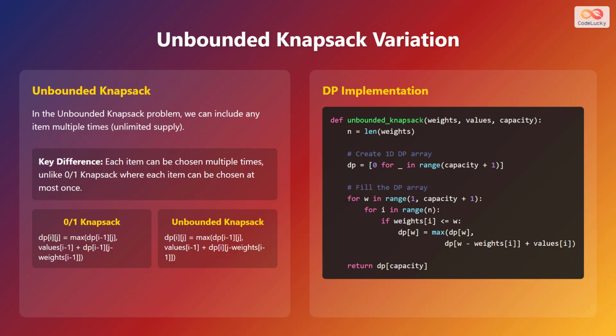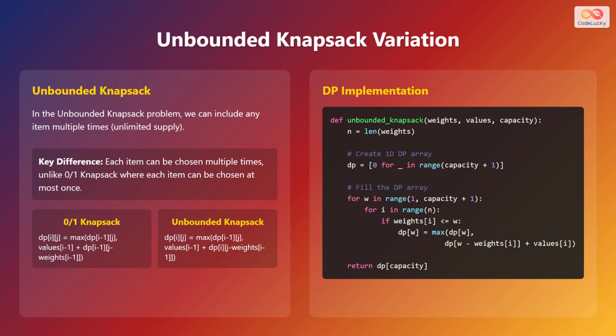For the 0/1 knapsack, dp[i][j] is equal to the maximum of dp[i-1][j], and values[i-1] plus dp[i-1][j - weights[i-1]]. For the unbounded knapsack, dp[i][j] is equal to the maximum of dp[i-1][j], and values[i-1] plus dp[i][j - weights[i-1]].